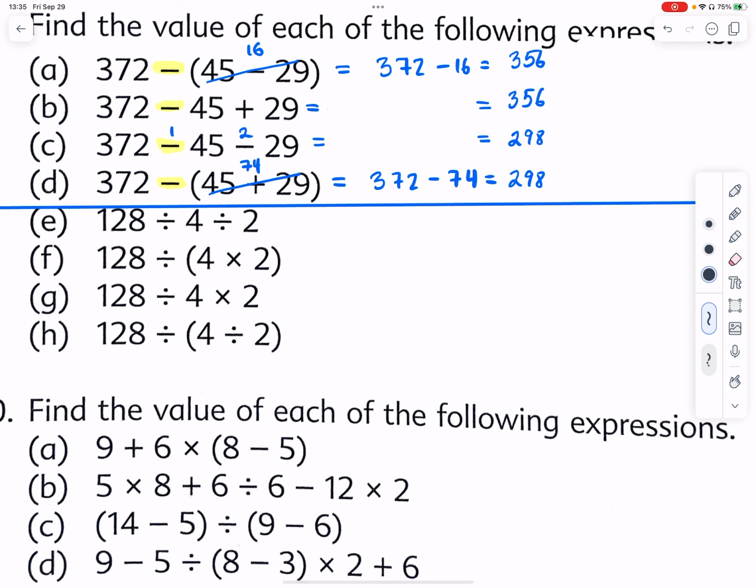Well, I'm only going to work on examples A and B. Look at example A. Let's look at the number line. What actually happened here? We start with 372. And we subtract 16, right? So we subtract 16 and we land on 356. Makes sense on a number line.